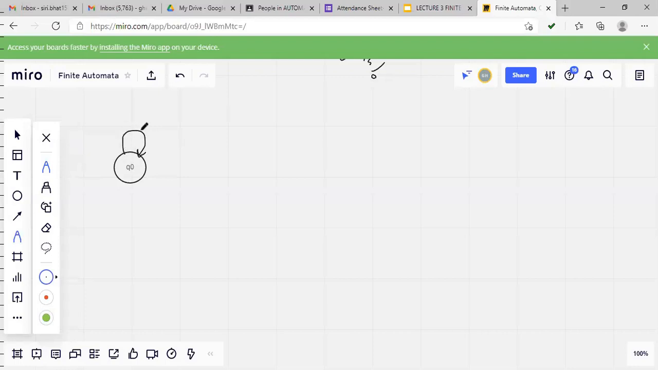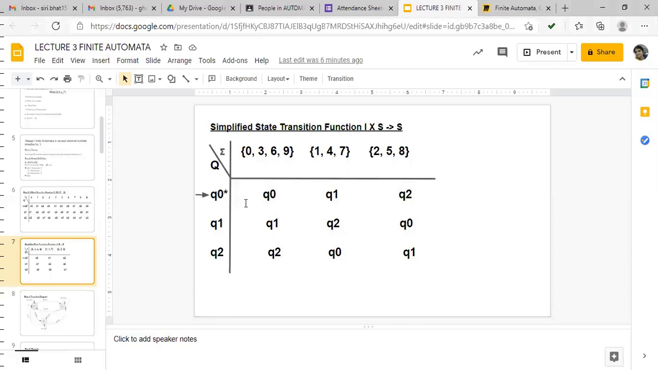Q0 goes to Q0 on input 0. You have to write the input on the arrow. Q0 goes to Q0 on 0, 3, 6, and 9. If you see here, Q0 goes to Q0 on 0, 3, 6, 9.